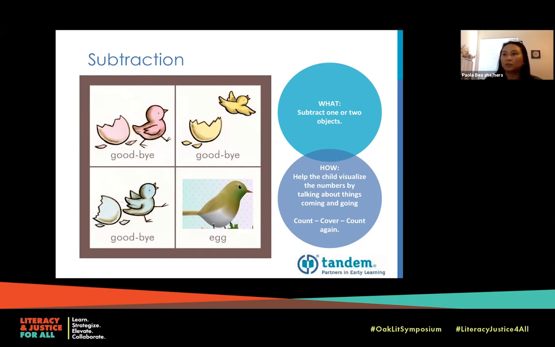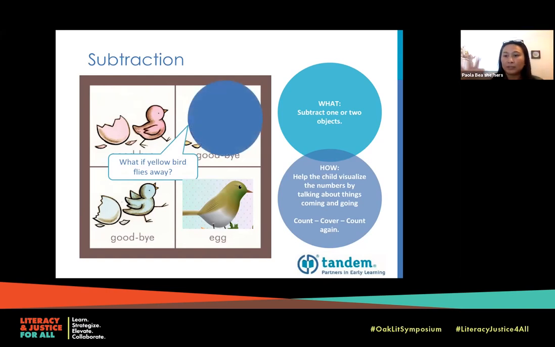To help children visualize the subtraction concept, we can help them cover up. So what if the yellow bird flies away? Then we can help by covering it up with a piece of paper or your hand, and then ask them again to count. So we can count again. 1, 2, 3. Now there are 3 birds left, right? Because we covered 1 bird. And this is how number 3 looks. So from 4, we remove 1. There's only 3 left. And that's how we incorporate simple subtraction.